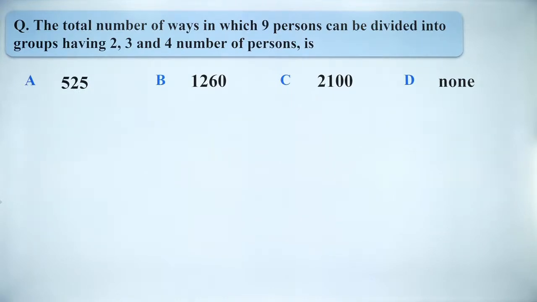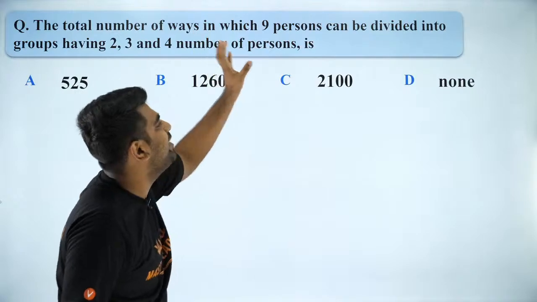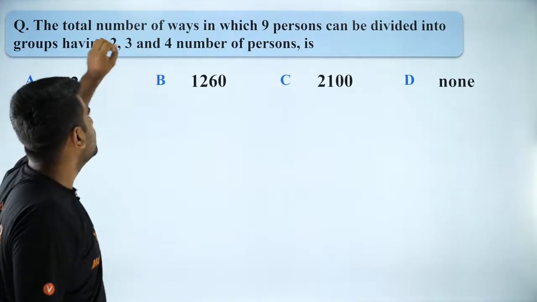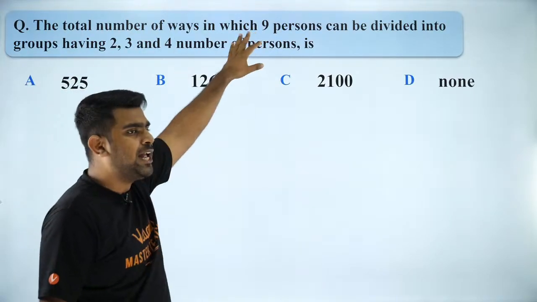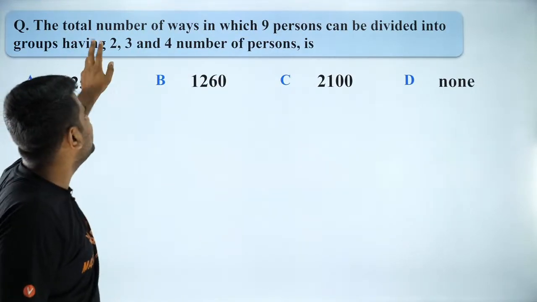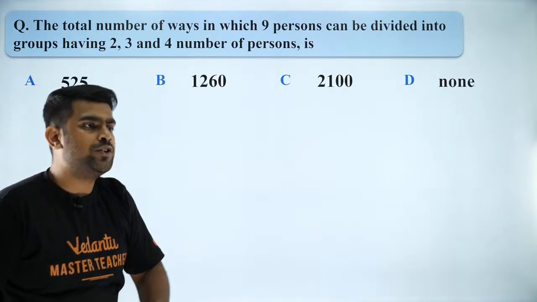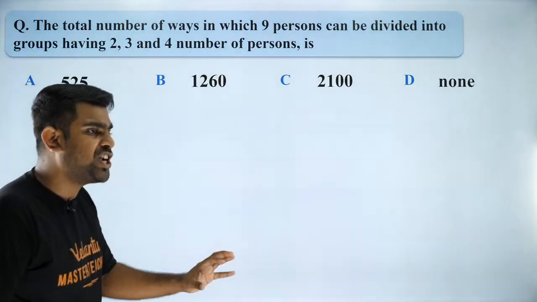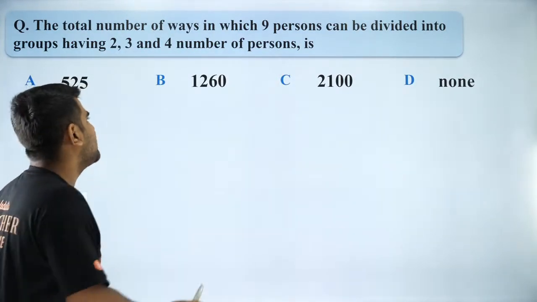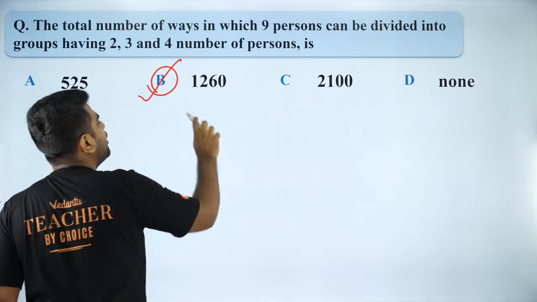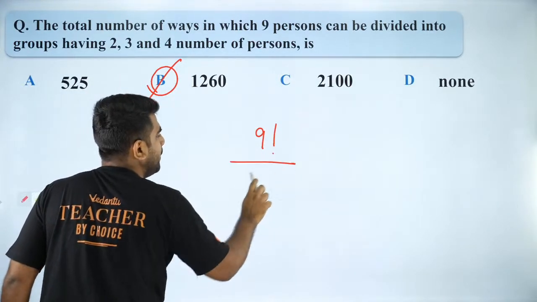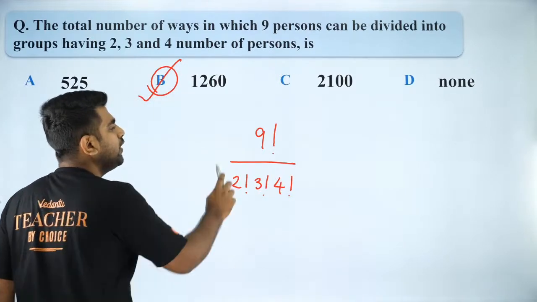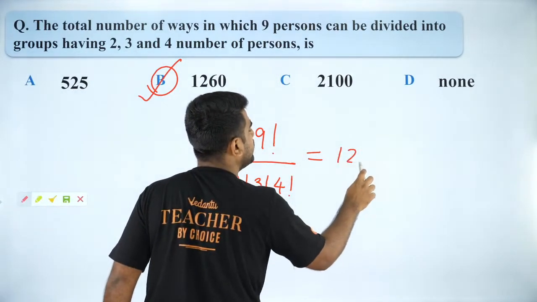What is the number of ways in which 9 persons can be divided into groups having 2, 3 and 4? So 2 plus 3 plus 4 is 9, and 2, 3 and 4 are all unequal. So the number of ways of dividing is, very good, Bharani. Very good, Uncharted. You guys are awesome, because the answer is option B. So how do you do it? It is 9 factorial by 2 factorial, 3 factorial, 4 factorial. So if you solve this, you will get 1260.